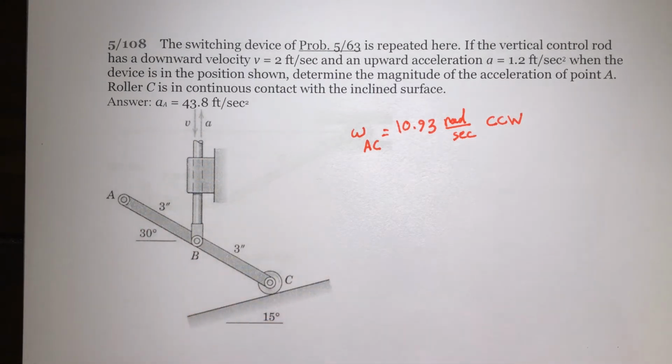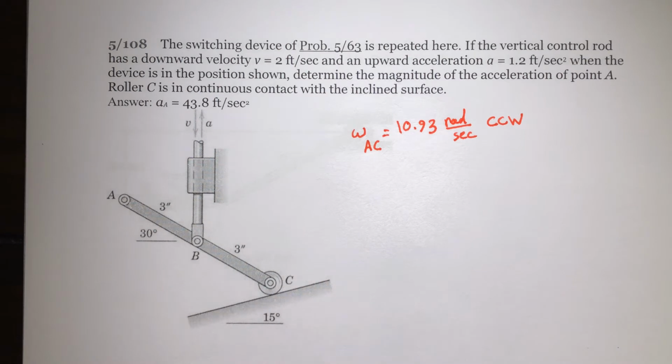The relative acceleration equation is a vector equation. In 2D, it means it is two equations, right? But we have three unknowns here. Two components of acceleration of A and alpha of the bar. So we are not going to be able to find acceleration of A using only that equation. We need to find alpha of this bar, the angular acceleration of ABC. How can we do that?